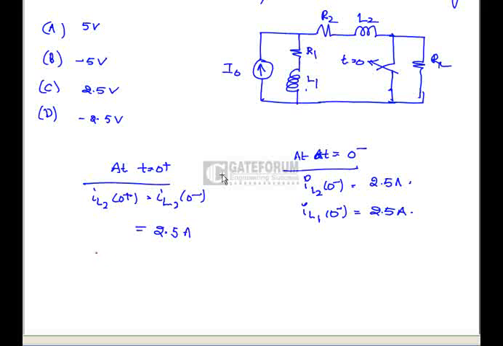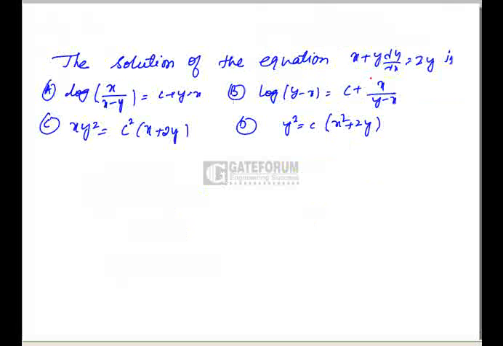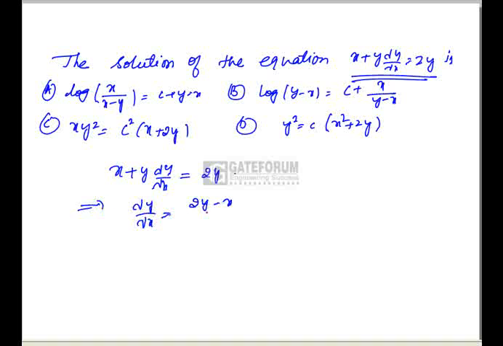Hence, the voltage across the load resistor at t equal to 0+ is equal to 2.5 volts, which is option C is correct. In the solution of the differential equation, x plus y into dy by dx is equal to 2y. We can write this differential equation as dy by dx is equal to (2y minus x) by y.